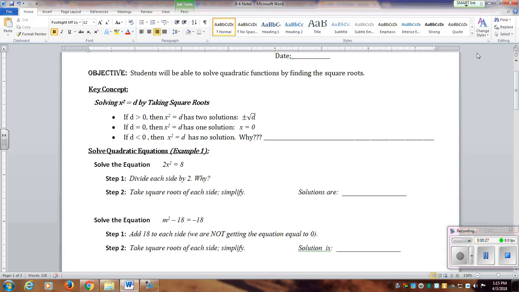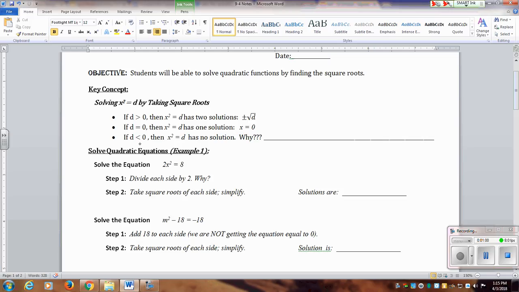Here's the key, though, of what we need to pay attention to. If we get an equation down to x squared equals something, if d is greater than 0, in other words, if d is positive, then we have two solutions. We have the positive and the negative square root of d, whatever d is. If d equals 0, then x squared has just one solution, 0.